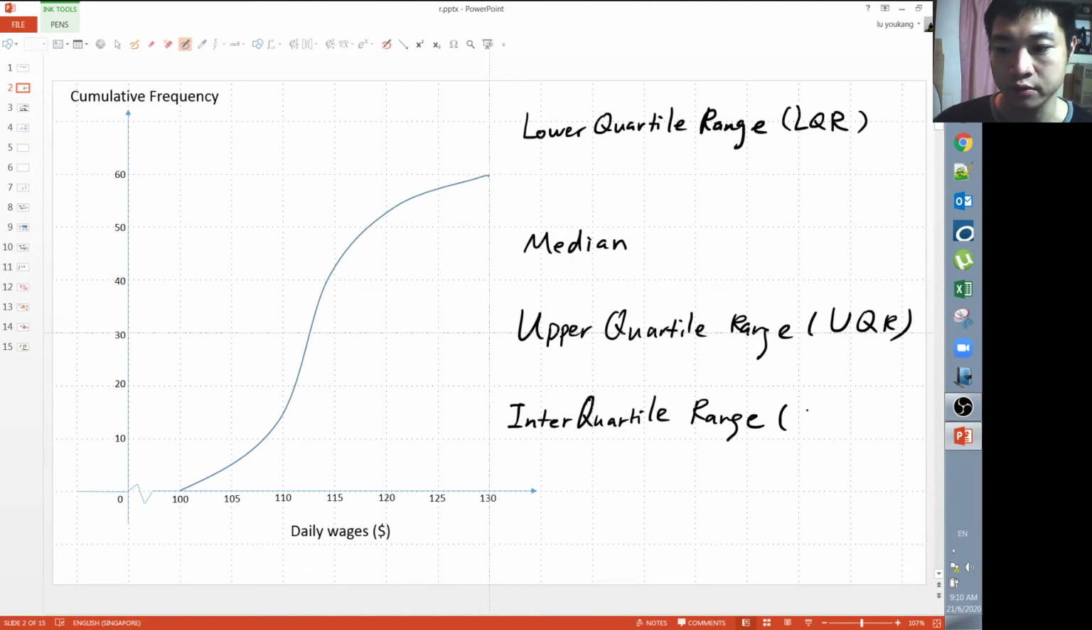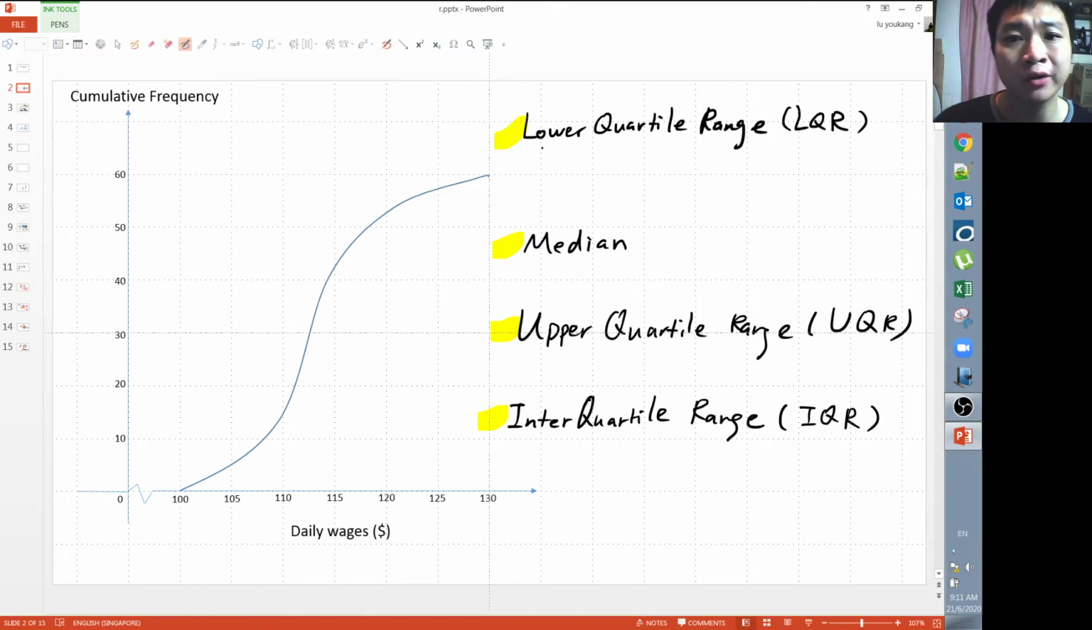You can use IQR to represent your interquartile range. Alright, let's find out each of these from this cumulative frequency diagram. Let's start off with the lower quartile range.